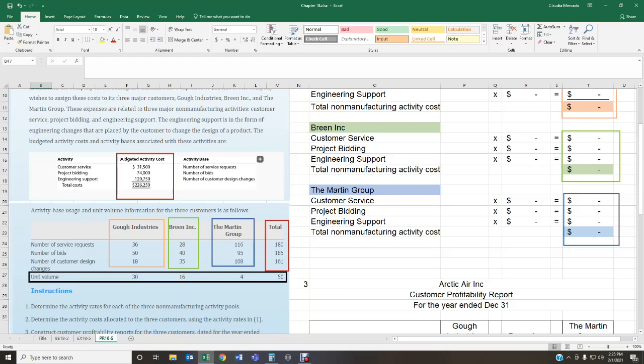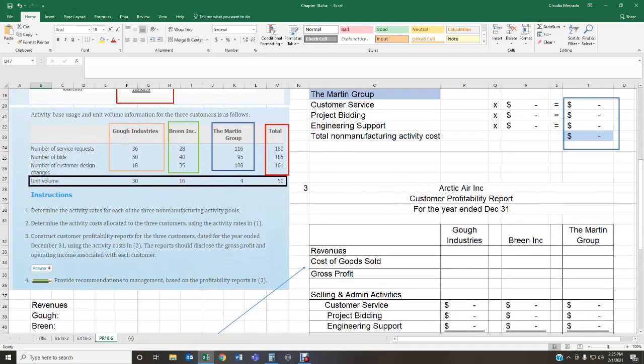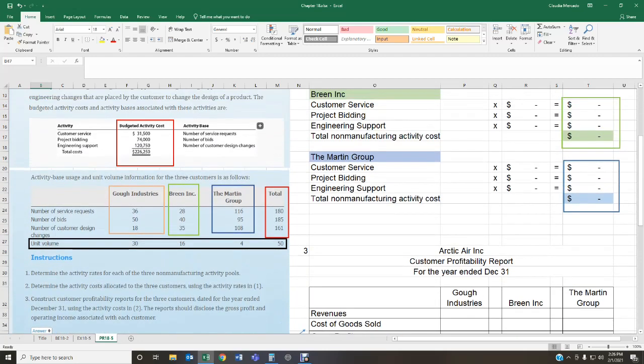Okay, and then we have information for unit volume. These are the number of AC units. Is that what we're selling? Yeah, cooling units. The unit volume is the number of cooling units that were sold to each of my customers. So we sold 30 units to Go, 16 units to Breen, and 4 units to the Martin Group. Okay, so we sold a total of 50 units. Okay, so that is all of the information being provided.